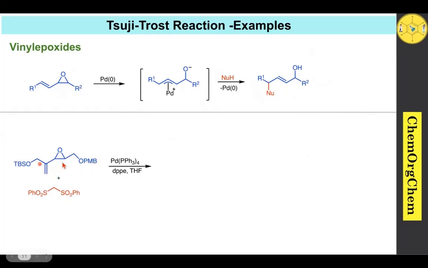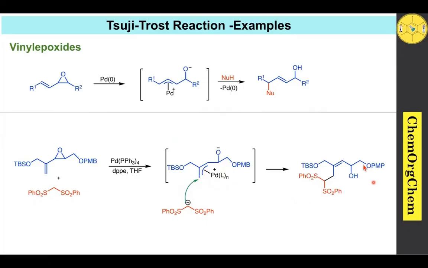This substrate reacts with these soft nucleophiles in the presence of palladium tetrakis, with TPP acting as a ligand. So initially, the epoxy ring opening takes place, resulting in the corresponding pi-allyl palladium complex. Nucleophile attack takes place at the terminal carbon. Why the terminal carbon? This carbon is sterically hindered when compared to this carbon. Therefore, the attack takes place only at this terminal carbon, which produces the corresponding allylic substitution product.